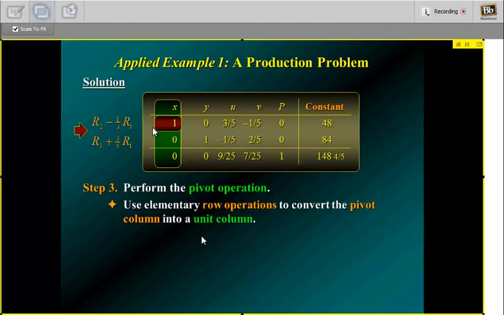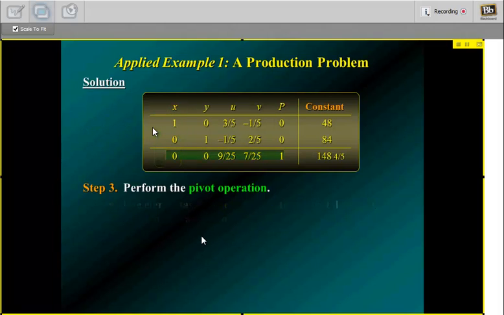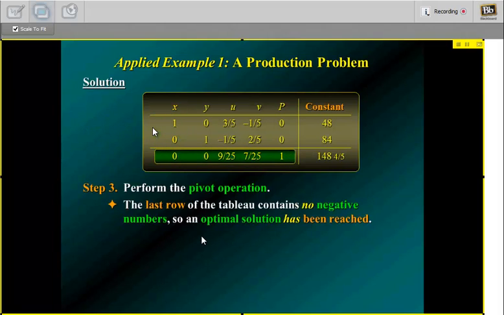So now here we observe that everything is positive in the last row. There is nothing negative in the last row. So we say that this is the optimal solution. The last row of the table contains no negative numbers, so an optimal solution has been reached.